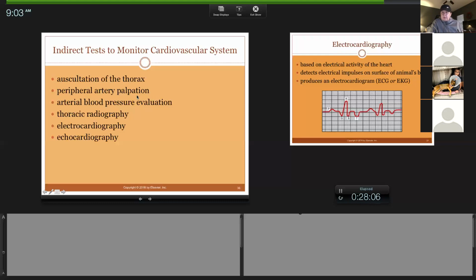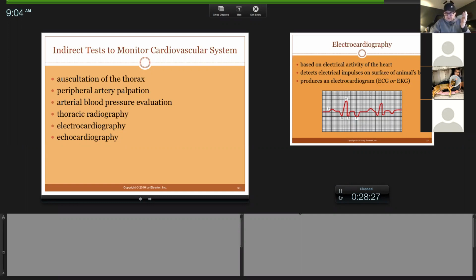We always tend to get a blood pressure evaluation if we're concerned about the cardiovascular system, because the consequence, if they have heart disease, is whether it's affecting blood pressure. And we need to know the level of impairment.